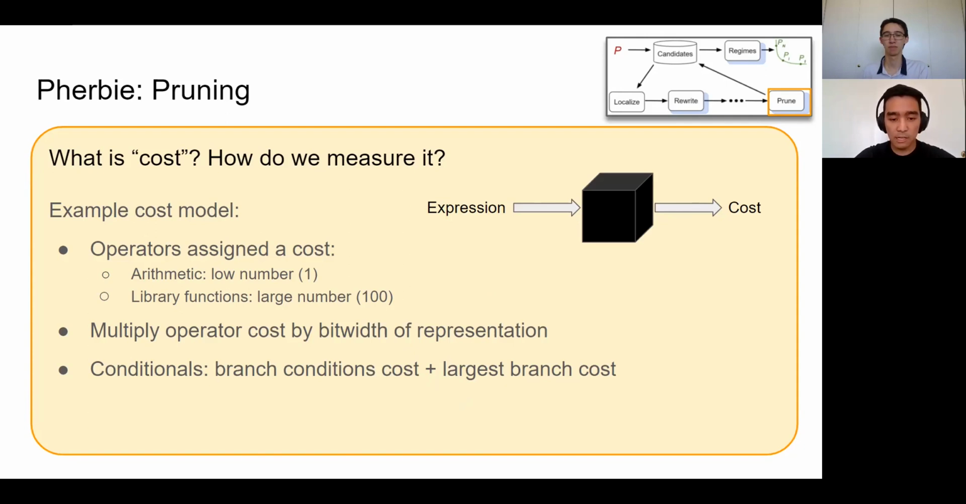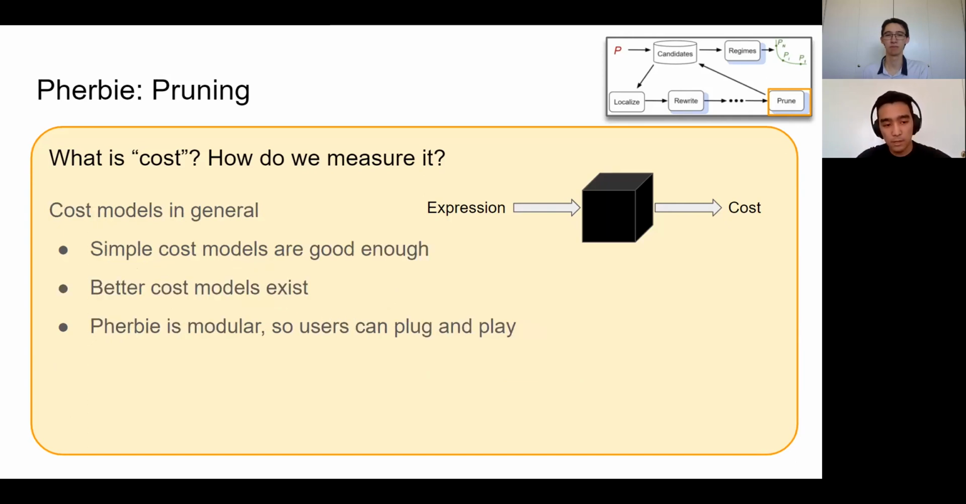Now, we can calculate the cost of an expression by going through the AST and adding up all the operator costs. Of course, there is the exception of conditionals, where we should add the cost of the branch conditions and the cost of the largest branch. Now, in general, as long as your cost model predicts real performance sufficiently, it's good enough for Pherbie. Of course, better cost models exist. If you want to sit down and carefully craft your own, you're welcome to do so, because Pherbie is modular. You can swap out the default cost model for your own.